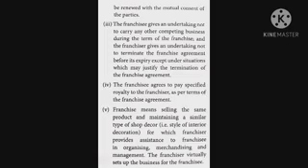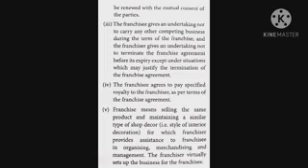Next, franchise means selling the same product and maintaining a similar type of shop decor, like interior decoration. So franchise means selling the same product and maintaining similar standards. For doing these things, the franchisor should arrange some assistants for the franchisee to organize everything. One person cannot do all the things, so the franchisor should arrange some assistants for the franchisee.